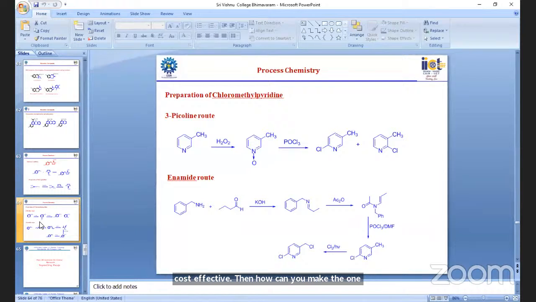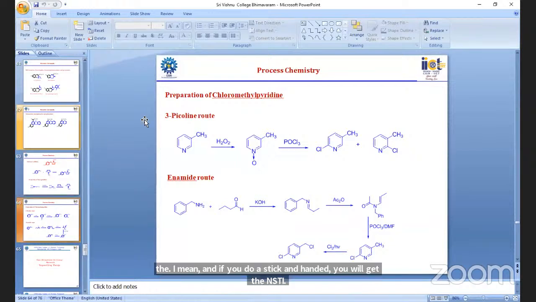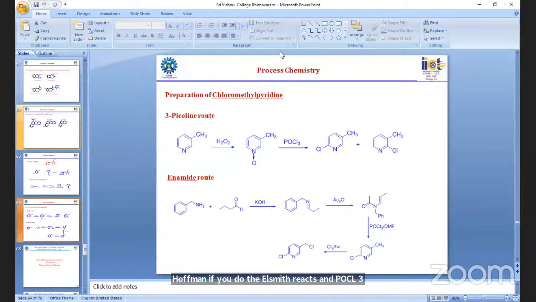You can take the benzylamine. If you treat it with propionaldehyde in presence of KOH, you can make the imine. And if you do acetic anhydride treatment, you will get the N-acetyl compound. If you do the Vilsmeier reaction, POCl3, DMF, you can get the chloro intermediate.